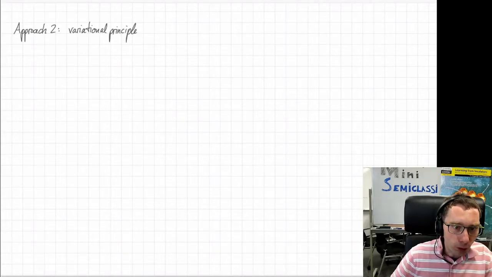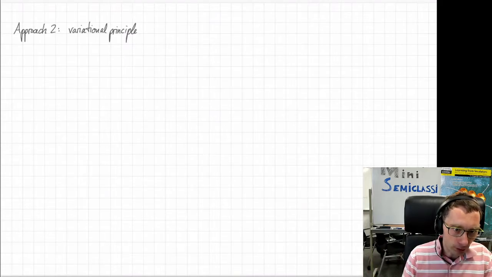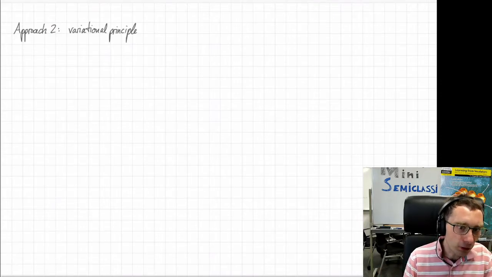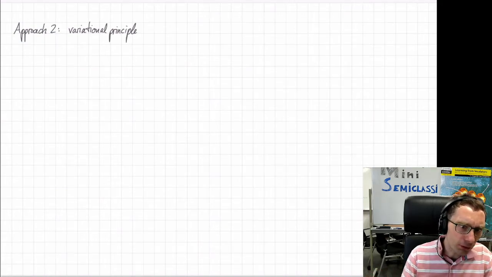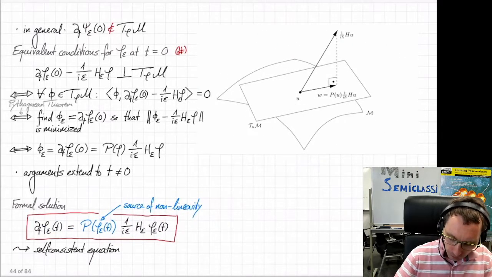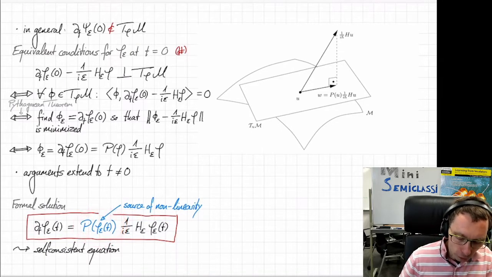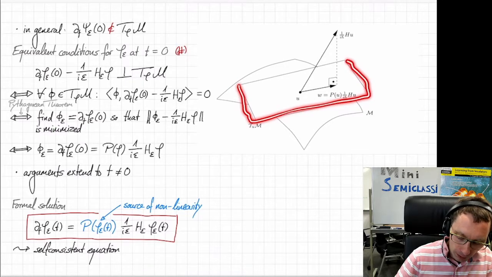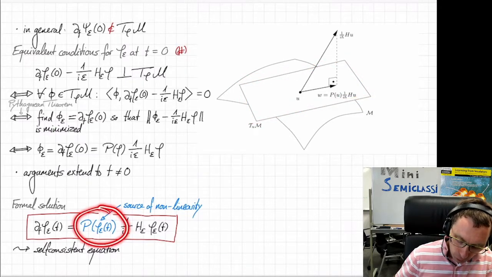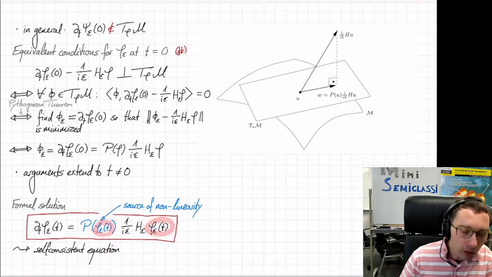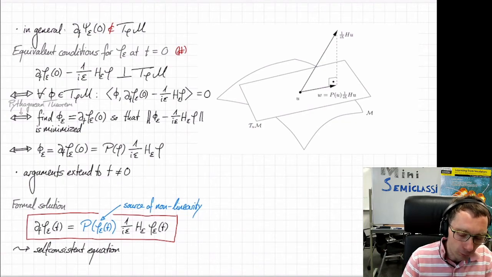Welcome back everyone to part 2 of section 4.1. So now that we have developed a geometric picture and arrived at a self-consistent equation, you could ask yourself, okay, what more is there to do? Well, the downside of this self-consistent equation, this one here, that involves the projection onto the tangent space, is the presence of this projection here, which depends on the solution, that makes the problem nonlinear, right? So we have, let's say, a good understanding of what is going on.